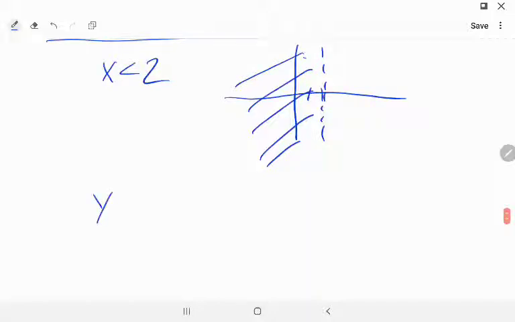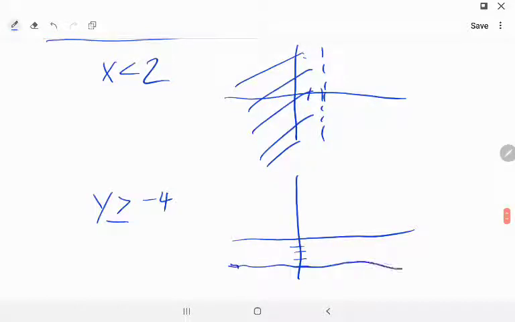If we said y was greater than negative 4, similarly, in fact we'll say y is greater than or equal to negative 4, we just find the line y equals negative 4. Now because it's greater than or equal to, we can draw a solid line at y equals -4, and then we shade the side of the line greater than or equal to -4.